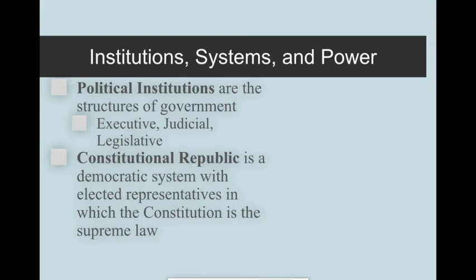So, institutions, systems, and power. Political institutions are the structures of government. Okay, so that's the branches: executive, judicial, legislative. And we have constitutional republic, and this is a democratic system with elected representatives in which the Constitution is the supreme law. Okay, so this is what we function under. We are a constitutional republic, and we have political institutions.